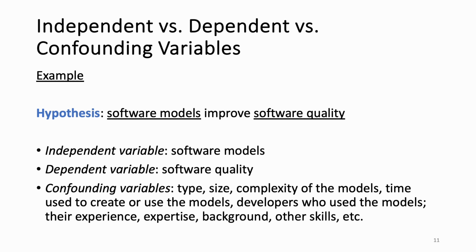The time used to create or use these models. So if the developers, let's say, spend half an hour or 1 hour to understand these models, this might improve the software quality, but not as much as if you use these models for, let's say, 1 day or 1 week. That could be a difference. So there are different confounding variables that could affect the relationship between the independent variable and the dependent variable.